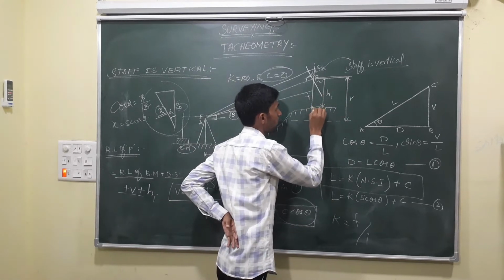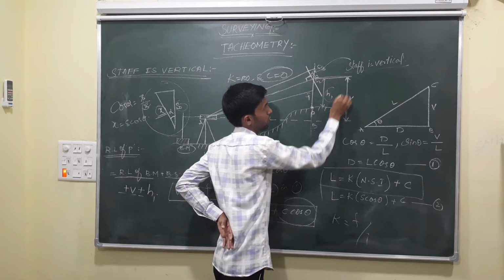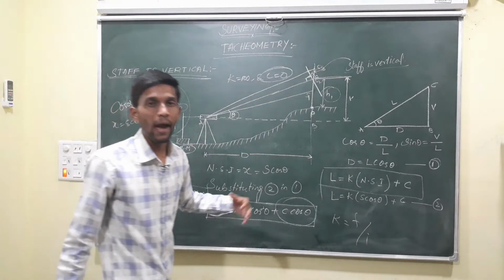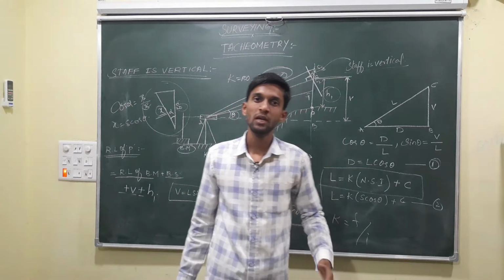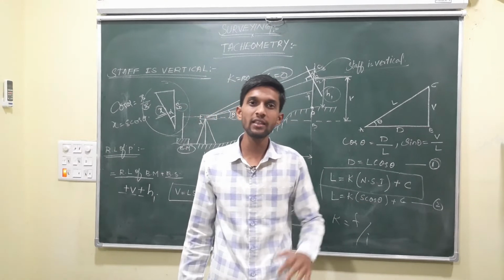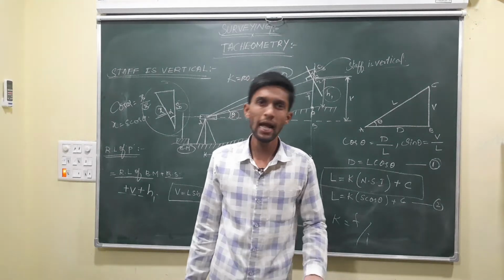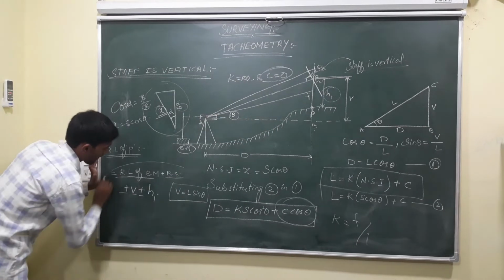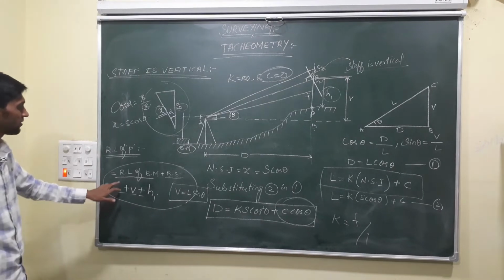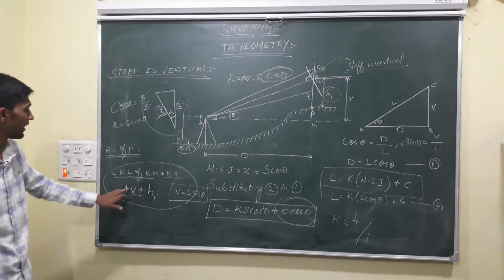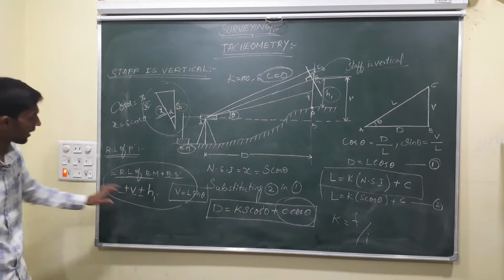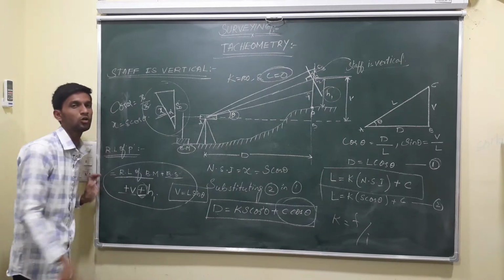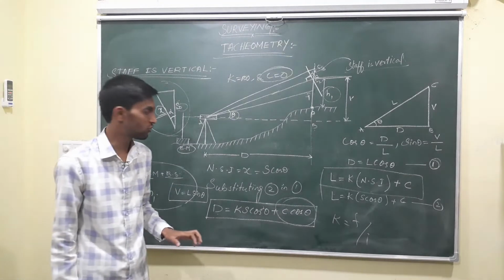For reaching the point P, I am subtracting the H1 value, that is the H2 value. If the angle is in elevation, I am subtracting the H. If the angle is in depression, then we are adding the H1. Okay, so that we get the RL of P. This is the equation: RL of BM plus backsight plus V plus or minus H1. We use minus when the angle is in elevation, we use plus when the angle is in depression.